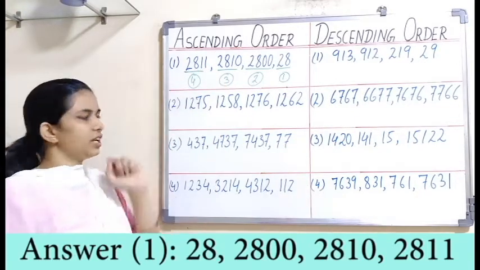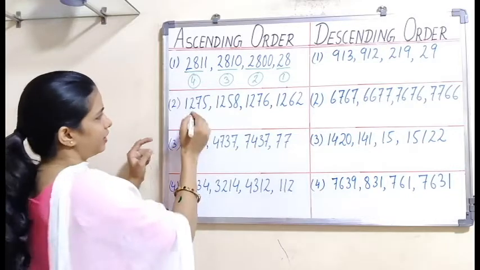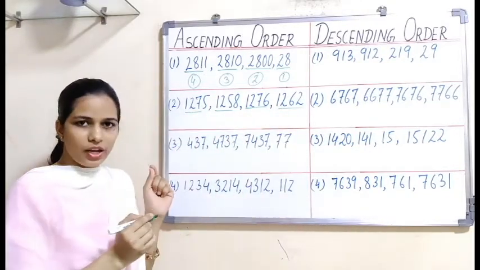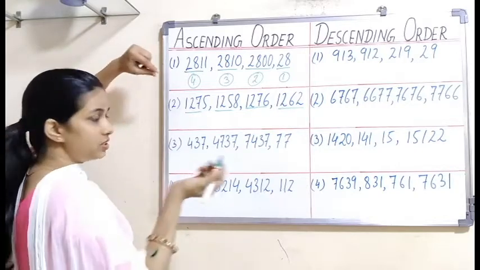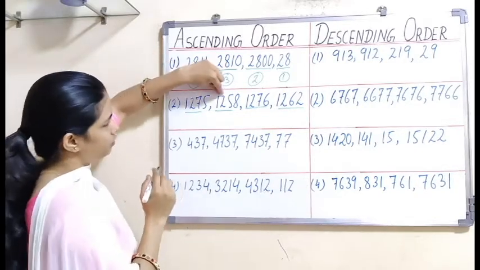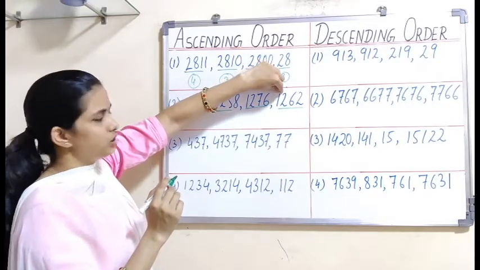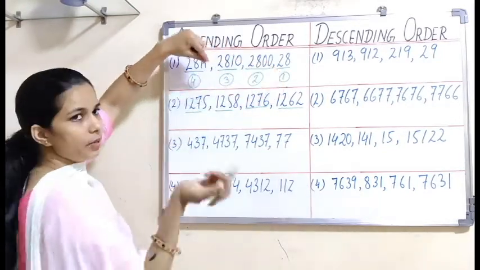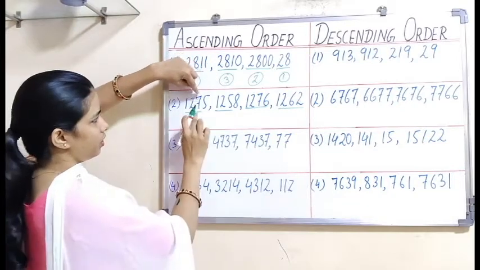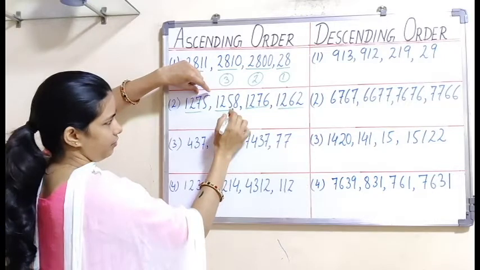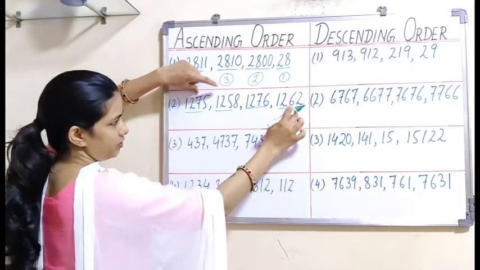Now in the second one, how do we do that? We find that all these numbers are 4 digit numbers. So let's compare the digits now. Here we have 12, 12, 12, 12. So we forget about 12 and compare the next digits. Here we have 7, 5. Here we have 5, 8. Here we have 7, 6. And here we have 6, 2.